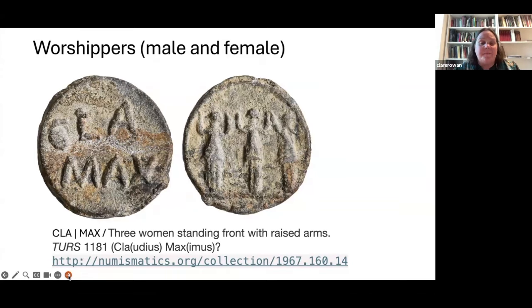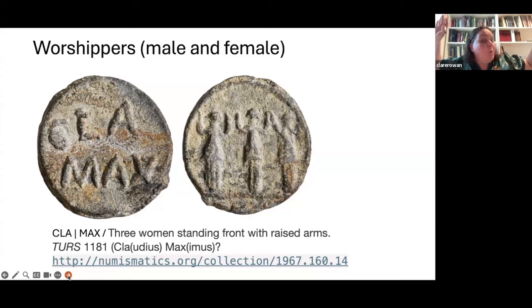Yeah, and so in addition, to pick up on this idea I mentioned, we have audience members shown, but we've also got worshippers shown in various cults. So again, it's this idea that as a user, you're meant to identify yourself in the image. This is one example from the ANS collection, with three women doing this. Traditionally, this has been identified as Hecate, but it's not really how Hecate is. A woman standing with arms raised is a pose of worship, actually. And that's what we've got here.